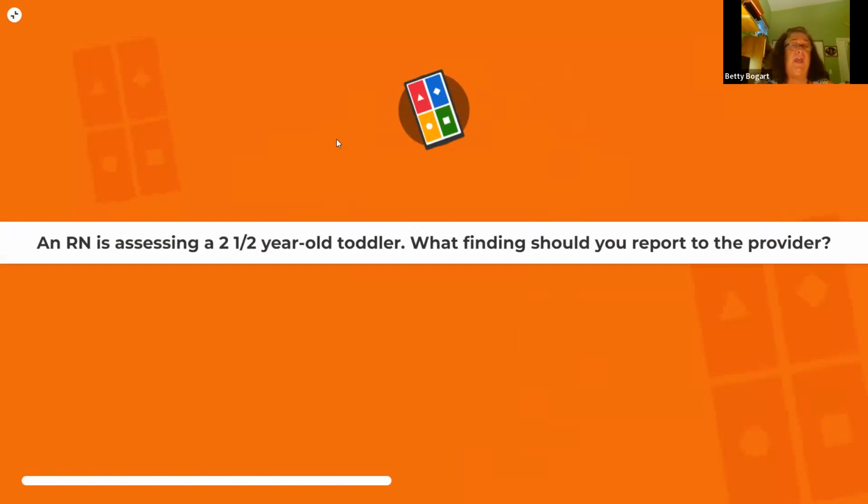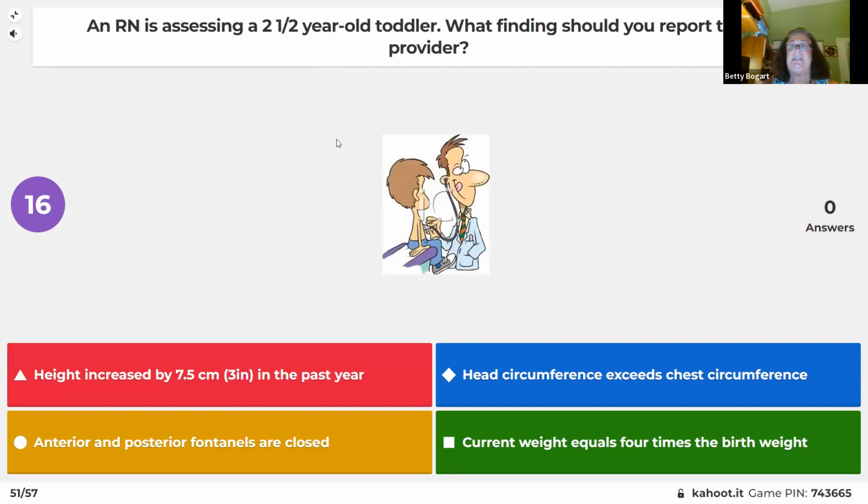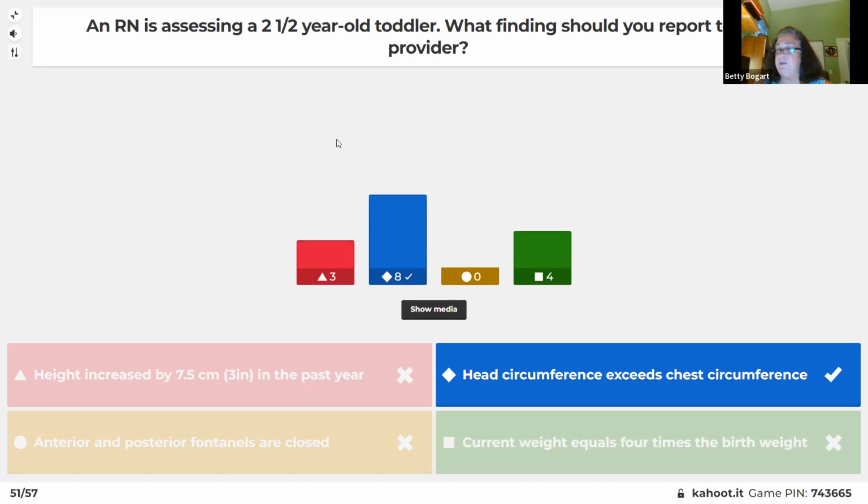And you are assessing a 2.5-year-old toddler, what findings should you report to the provider? Which of these is not right? At birth, babies' heads are bigger than their chest. By about 2 years old, you're going to find that the head should be equal to or less than the chest circumference. Again, if it's bigger than the chest, the head's too big. Something's wrong. Is it hydrocephalus? Is it a tumor? What's happening? And it needs investigation.